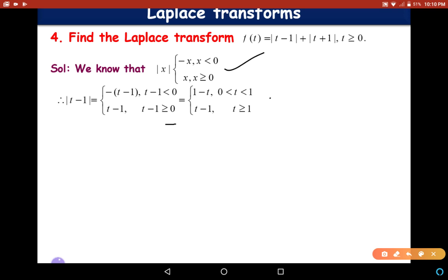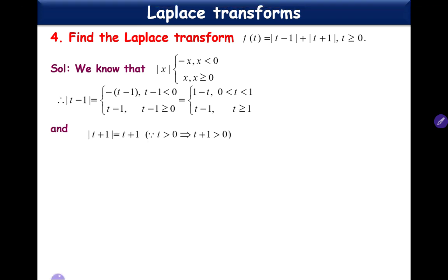Minus times t minus 1 gives 1 minus t, for t minus 1 less than 0, which means for t less than 1. And t minus 1 for t greater than or equal to 1. So mod t minus 1 is defined like this. Now what is mod t plus 1 in this definition? t is given as greater than or equal to 0, so obviously t plus 1 becomes positive. If t plus 1 is positive, modulus of t plus 1 is equal to t plus 1. So it is always equal to t plus 1.